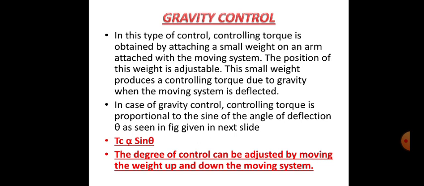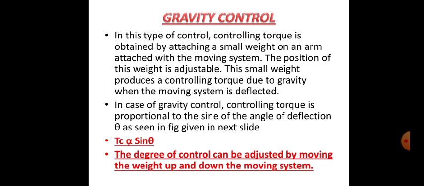In gravity control, we utilize the forces of gravity in achieving the controlling torque. That is, we attach a small weight with one arm of the moving system, and the position of which is adjustable, and by adjusting the position, we achieve the controlling torque due to gravity. Now, in gravity control, the controlling torque is proportional to the sine of the angle of deflection. That is, this is proportional to sine of theta.